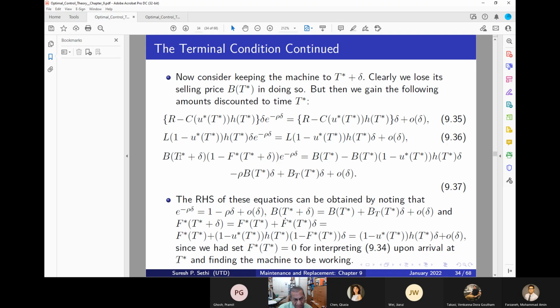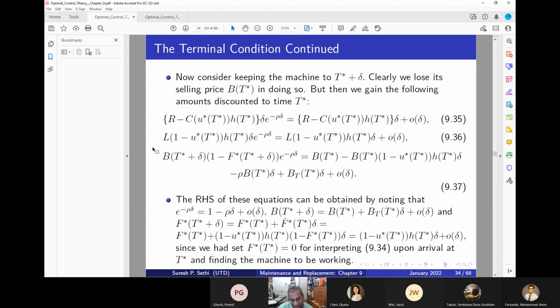So if I do this, I have to do Taylor series on this one, which is this one. BT star plus delta is BT star plus derivative of B times delta. So that's something I'm going to put here. And I also have to open this one. So f of t star plus delta is f of t star plus f dot t star times delta. Then I can substitute the value of f dot. I go all the way, and I get this. But since we said f of t star equals 0 here, I will do that.